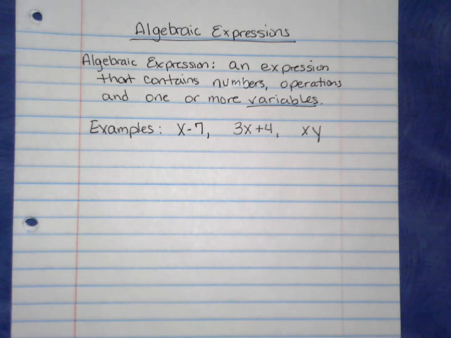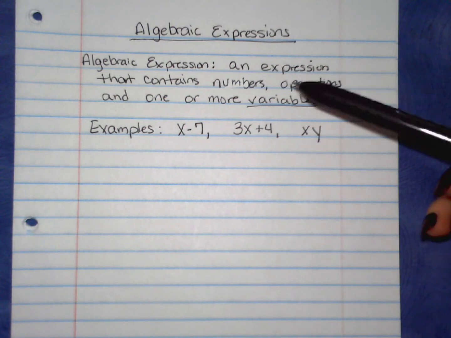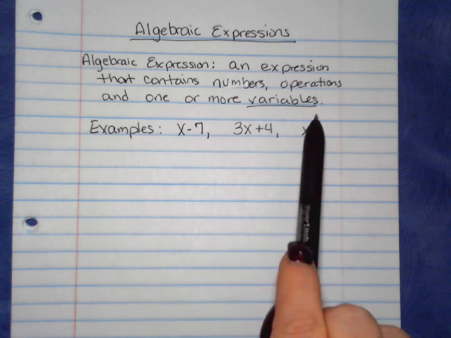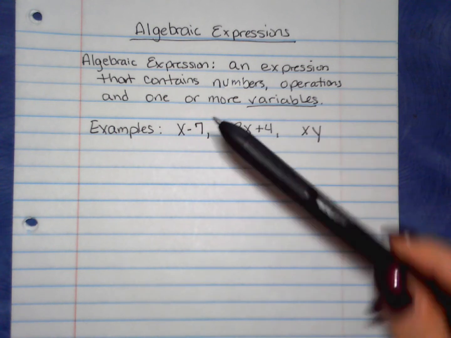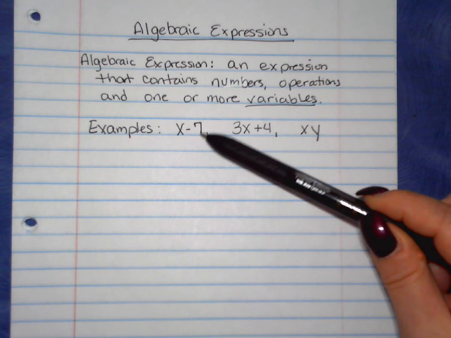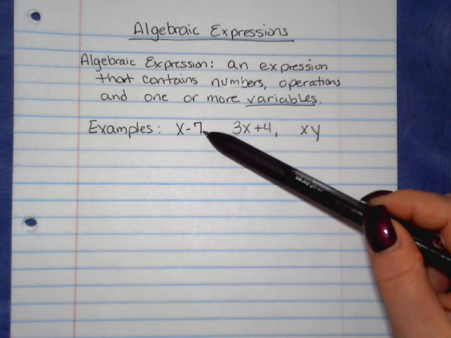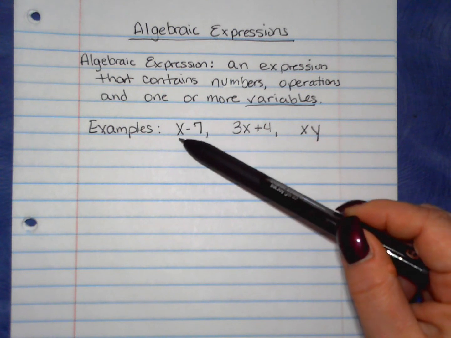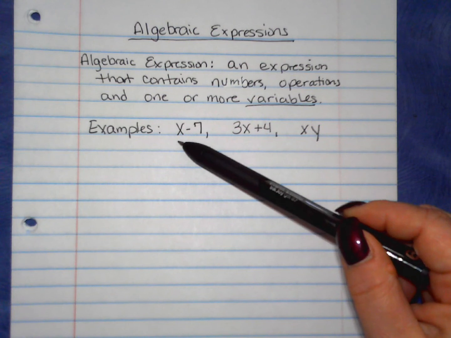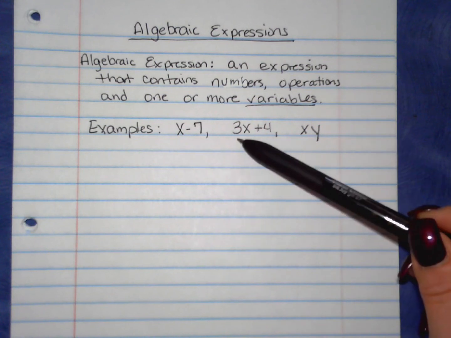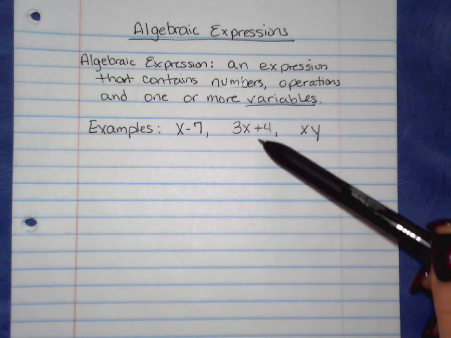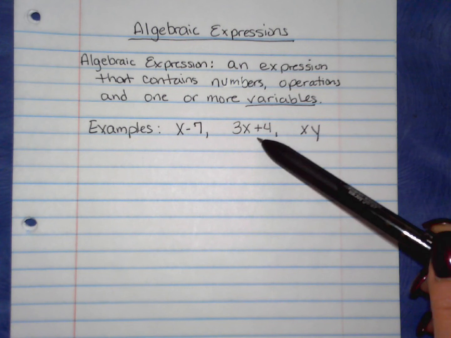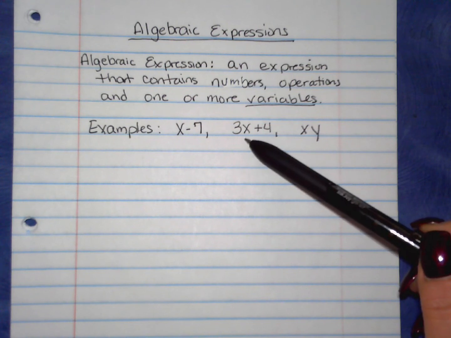All right, so let's look at these for a second. So remember, back to our definition, it contains numbers, operations, and one or more variables. Okay, so right here when I look at the x minus 7, it definitely contains a number because there's a 7 right there. It has an operation, which is subtract, and then it has a variable, x. This one, if we look at it, has a number 3, has a number 4, it has an operation, addition, and it has an x as a variable.